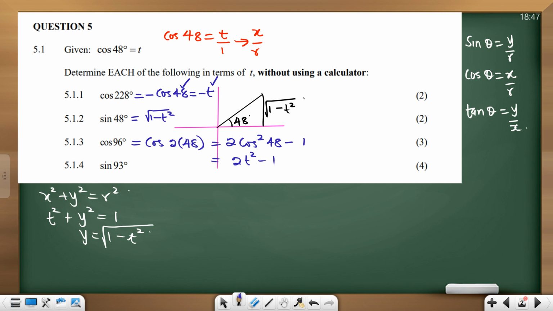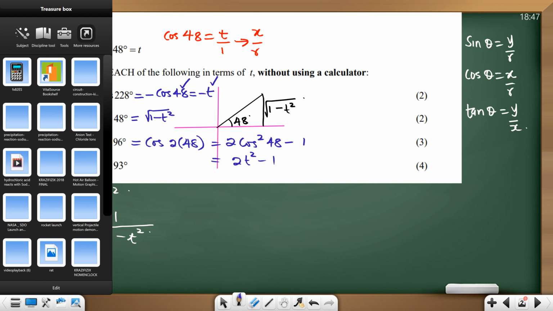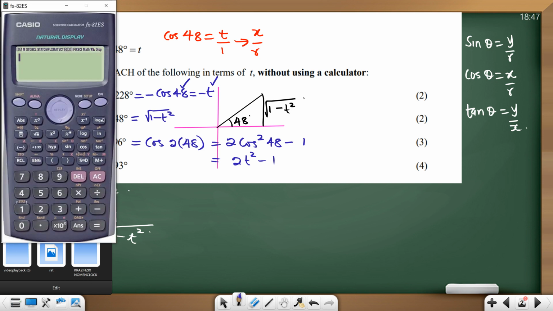Sine 93. How do we connect 93 and 48? The first thing I'm going to do, please watch. 93, I'll say, let's check. What if I say, I'm going to play around with my special angles. 93 minus 48. I want to see what's going on. Aha, I'm done. 45.